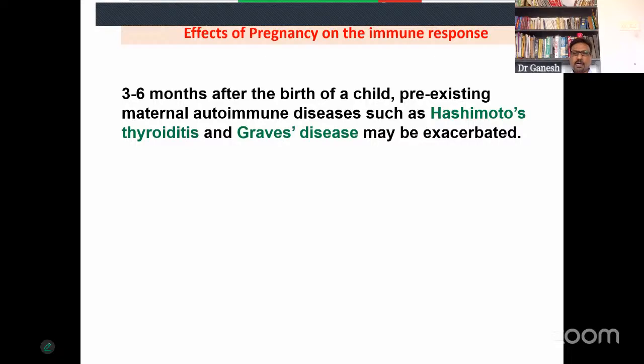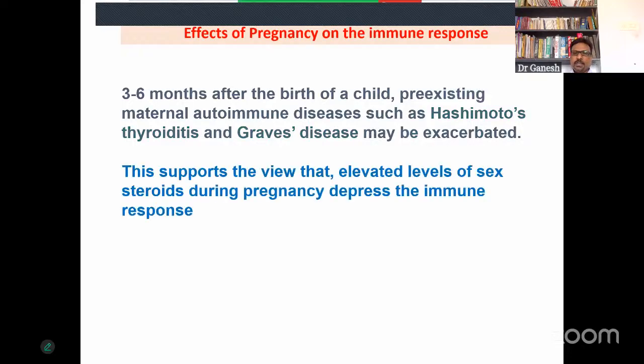Both of these are autoimmune diseases, and they subside during pregnancy. If the female is already experiencing these autoimmune diseases, during pregnancy the two diseases are suppressed. But once the mother delivers the baby, three to six months after delivery, those pre-existing autoimmune diseases can again be aggravated or exacerbated.